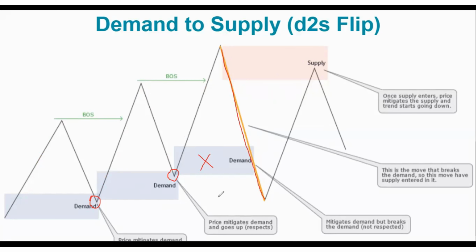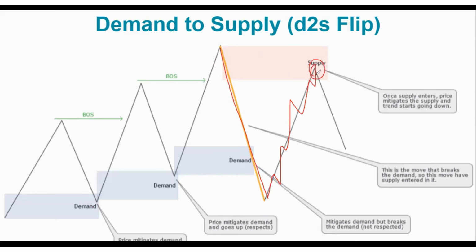What does that mean? That means the buyers who were in control are no longer in control. Now the sellers have completely overtaken the buyers here. This move has a lot of sellers entering, so the last up candle before the down move that breaks your demand or breaks a structure is your supply. So the same move breaks your demand and the supply enters in. Now what will happen?